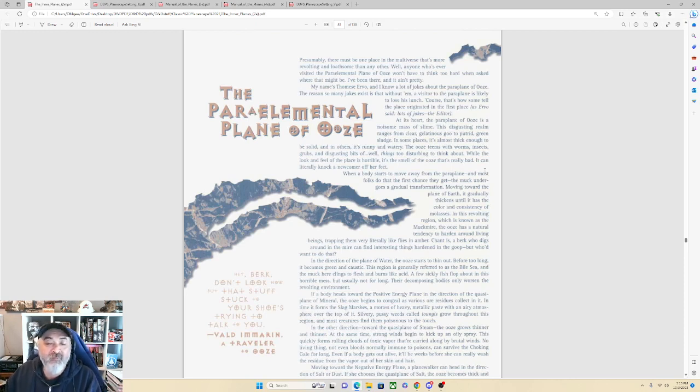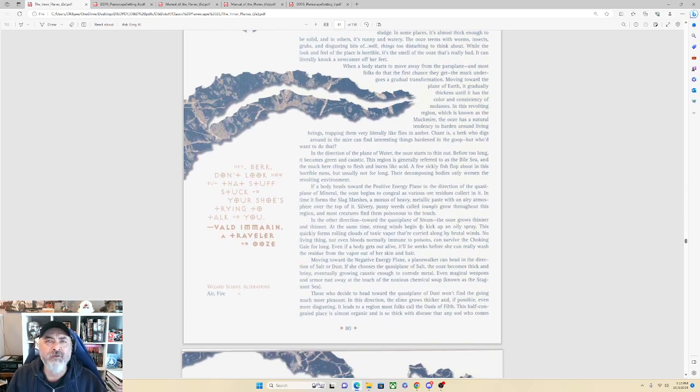In the direction of the plane of water, the ooze starts to thin out before too long. It becomes green and caustic, referred to as the bile sea, and the muck here clings to flesh and burns like acid. A few sickly fish flop about in this horrible mess, but not for long. The decomposing bodies only worsen the environment. If you head towards the positive energy plane, in the direction towards mineral, it congeals to various ore residues, and so on and so forth. So you can go 8 different directions once you get to ooze.